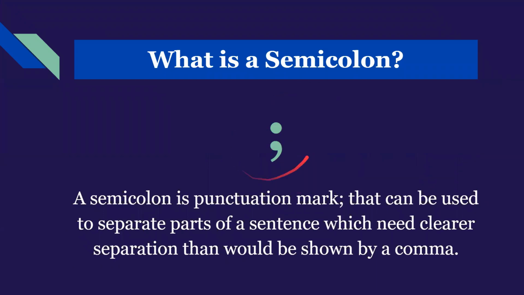Today we're going to be learning about semicolons. So what is a semicolon? This is a semicolon right here. You might recognize it because it is on your keyboard. A semicolon is a punctuation mark that can be used to separate parts of a sentence which need clearer separation than what would be shown by a comma.